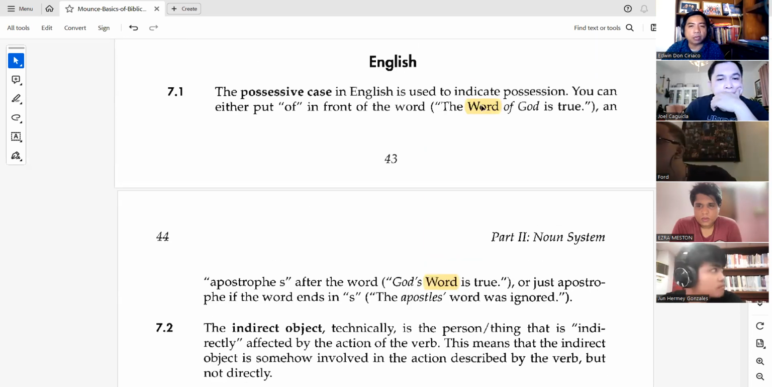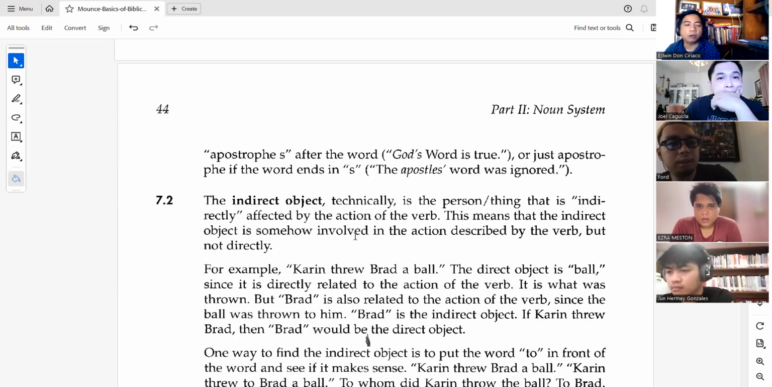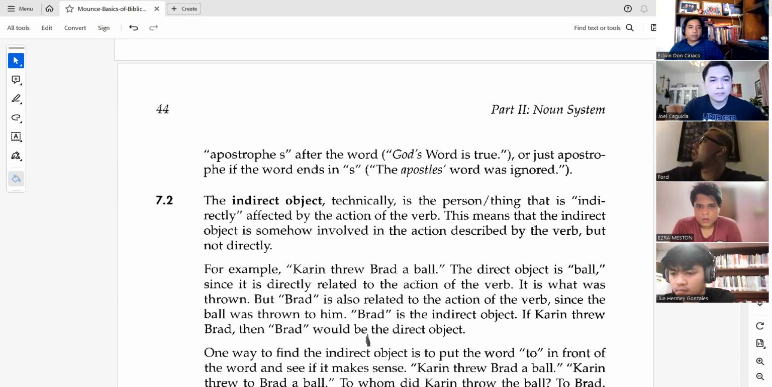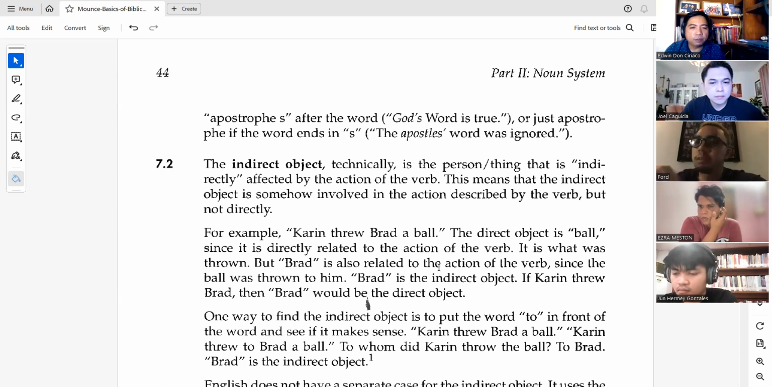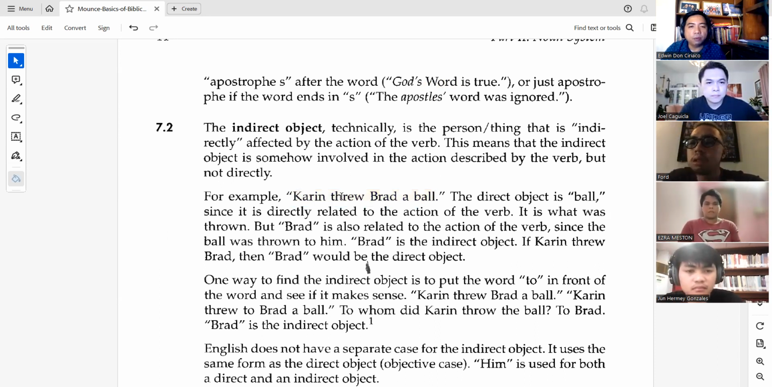Now we go over to the indirect object. We remember that the accusative form tells about the direct object. But how about the indirect object? Technically, it is the person or thing that is indirectly affected by the action of the verb. This means that the indirect object is somehow involved in the action described by the verb, but not directly. For example, "Karin threw Brad a ball." There's just one verb in the sentence. There are two choices here, whether it is Brad or the ball that is being thrown by Karin. And the correct answer here is the ball.